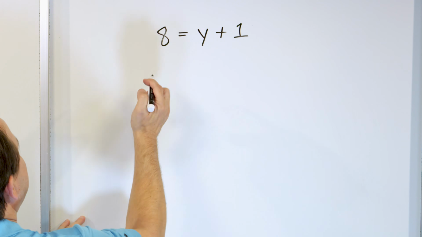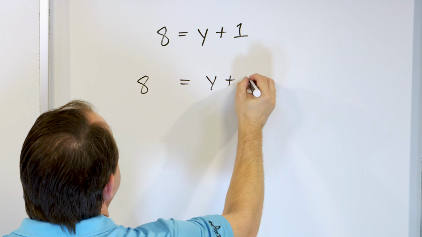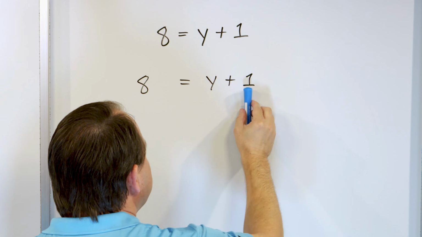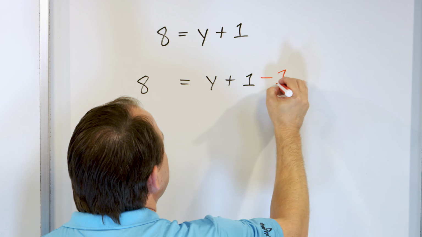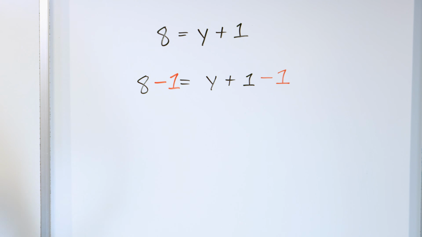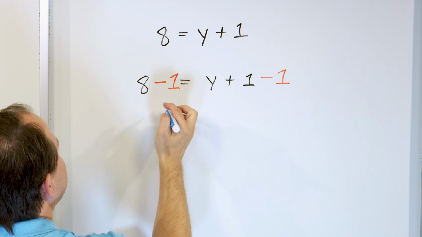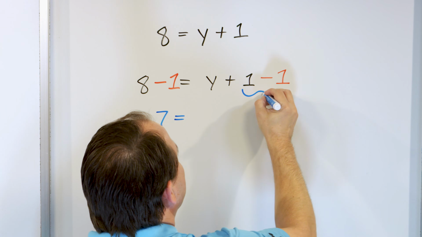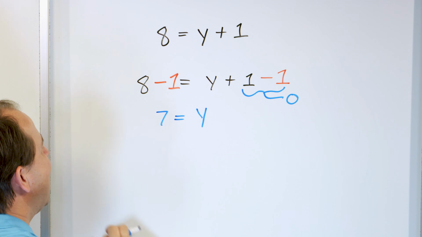So let's rewrite what we have. We have 8 equals y plus 1. Now, we want to get y by itself, but we've added 1 on this side. How do we get rid of that? We do the opposite. So we subtract 1 from that side, and we subtract 1 from the other side. We keep it in balance because we have subtracted 1 from both sides. On the left, 8 minus 1 is 7. And on the right, 1 minus 1, this term right here, goes to 0. So all we have left is 7 equals y.